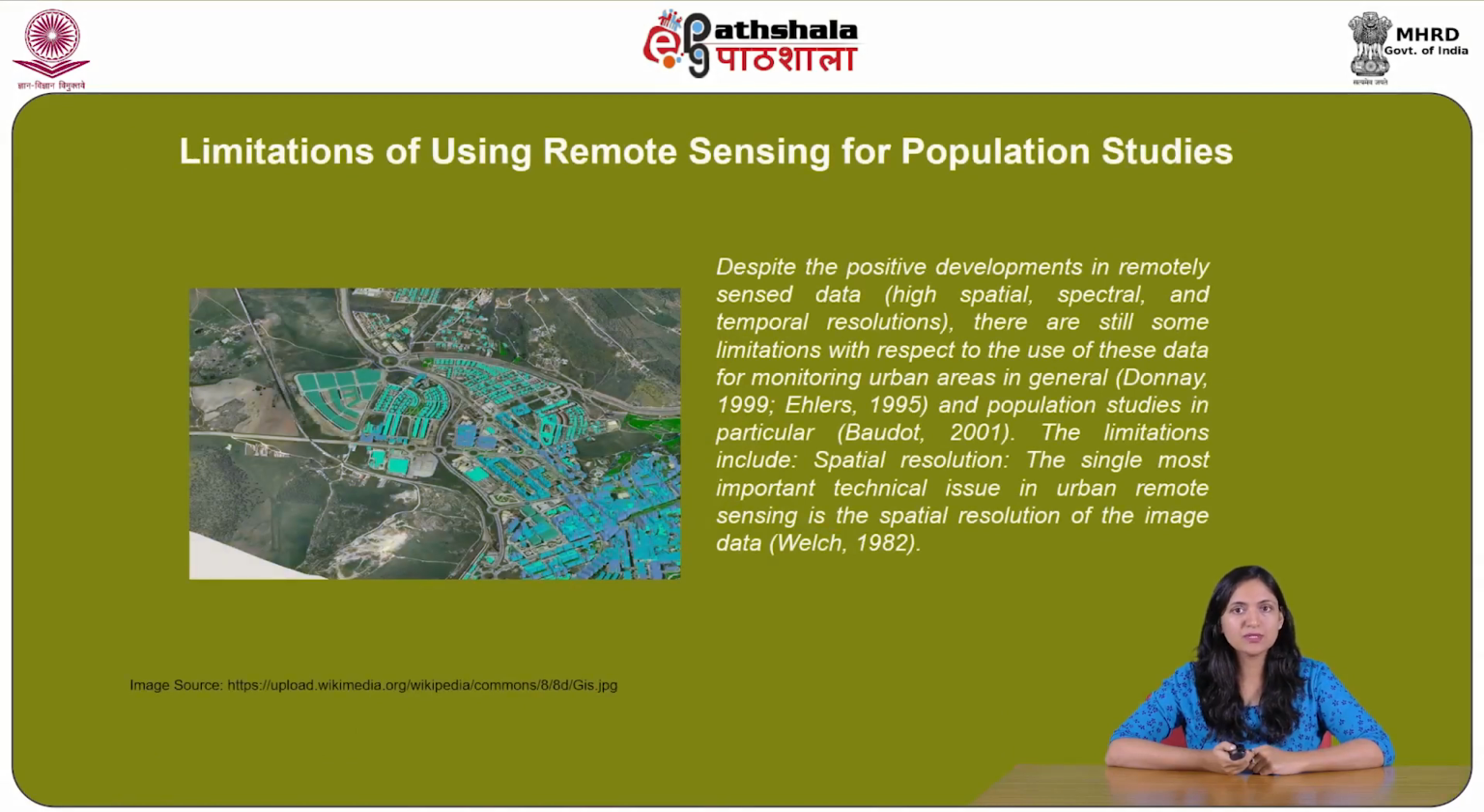Students, now we will discuss various limitations of using remote sensing for population studies. Despite the positive developments in remotely sensed data, such as high spatial, spectral and temporal resolutions, there are still some limitations with respect to the use of these data for monitoring urban areas in general and population studies in particular. The limitations include spatial resolution. The single most important technical issue in urban remote sensing is the spatial resolution of the image data.